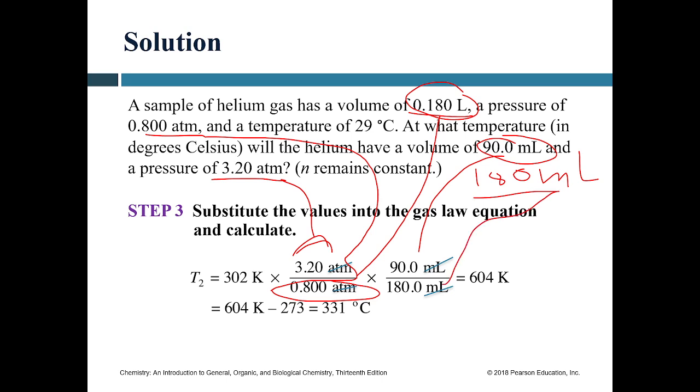I then go ahead and take my calculator, 302 times 3.2, divide by 0.8, times 90, divide by 180. That's going to give me 604 Kelvin. But is that the temperature that they wanted? They wanted degrees Celsius, didn't they? How do I get myself back in degrees Celsius? Yeah, I'm minus 273, right? So 604 minus 273, which is 331 degrees Celsius. And that's my final answer right there.